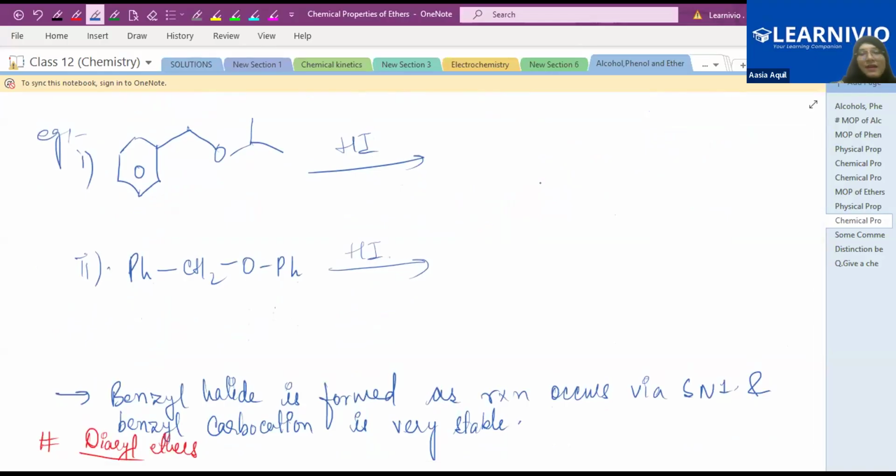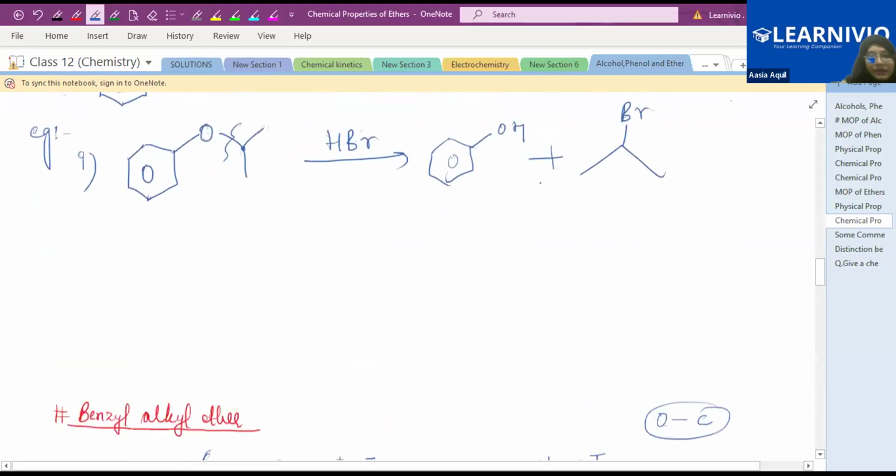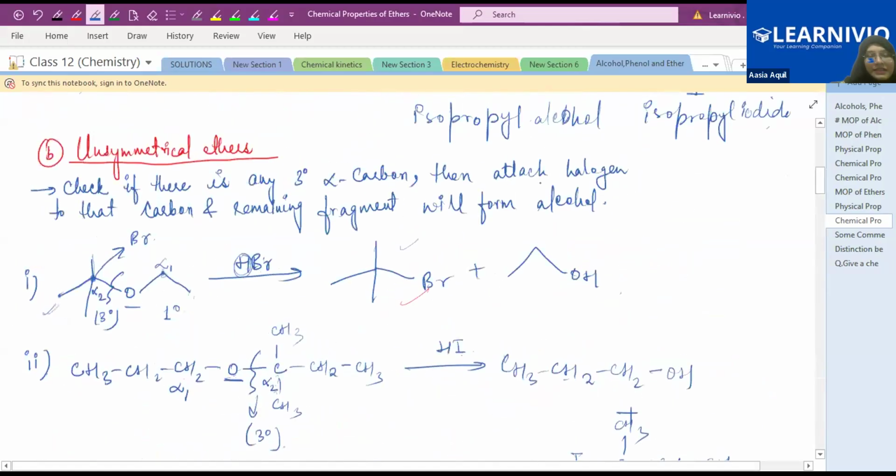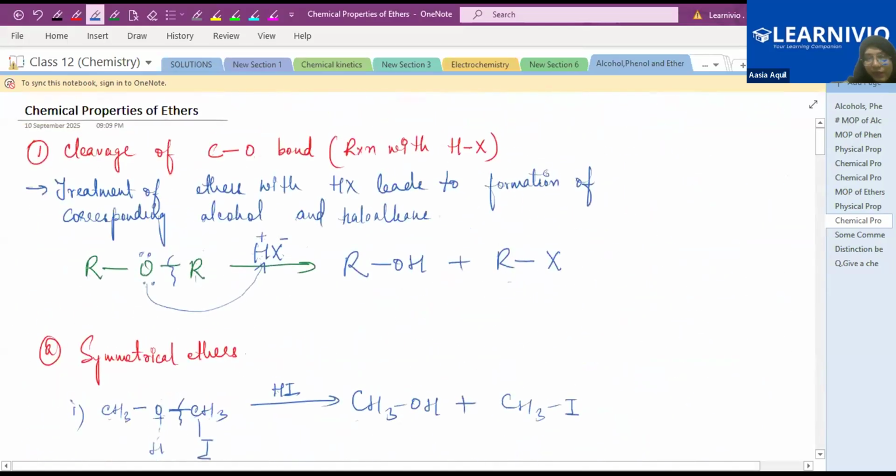And all these examples are your benzyl alkyl ether, right? Your alkoxybenzene. So these are unsymmetrical ethers that we are doing, the cleavage of the C-O bond. The reaction of ethers with HX, your halogen acid, is a type of SN1 reaction.